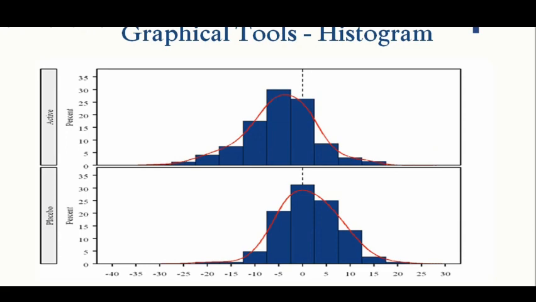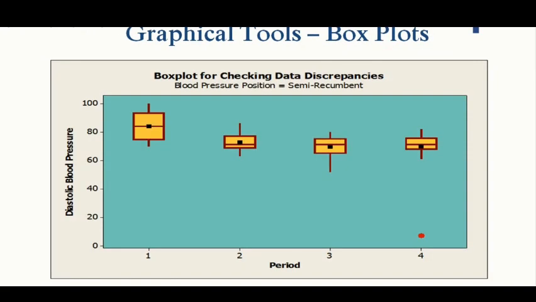There is another graphical tool, the box plot, which gives you an idea about the spread in the data. Now it is too early for you to understand this, but at least you see that this is a fat box, whereas this is a thin box. A fat box has more spread, a thin box has less spread in the data. So less variation, more variation. That's what it tries to tell us.